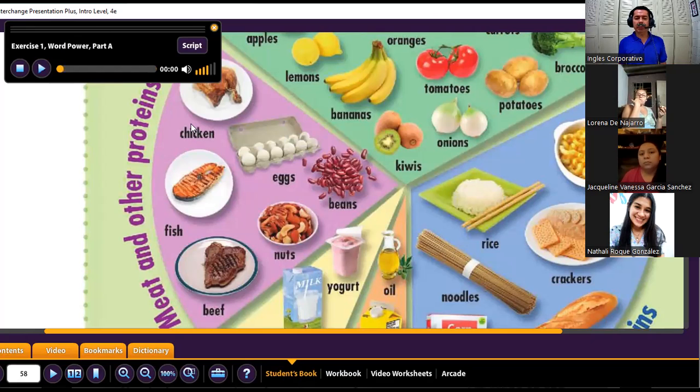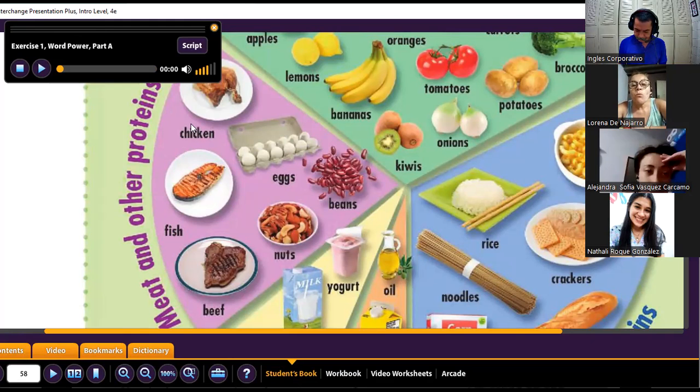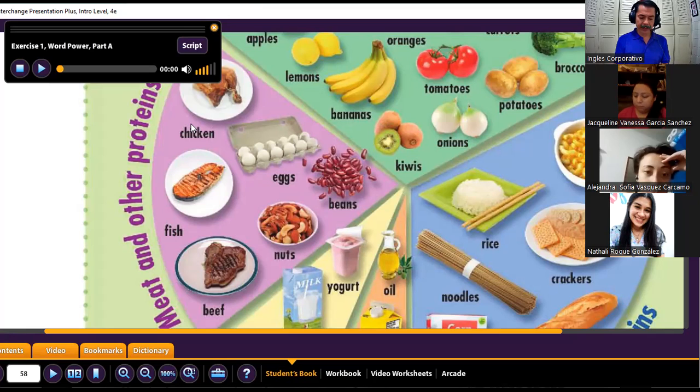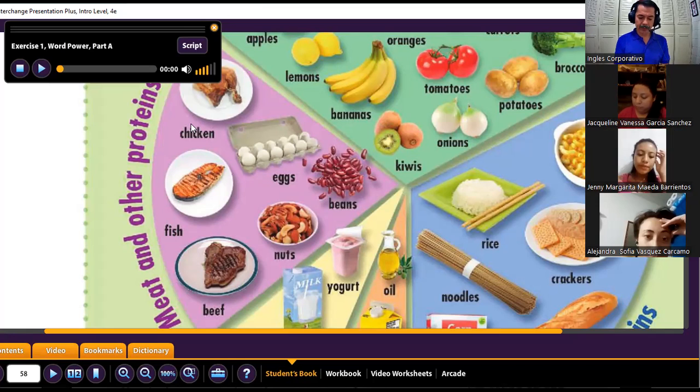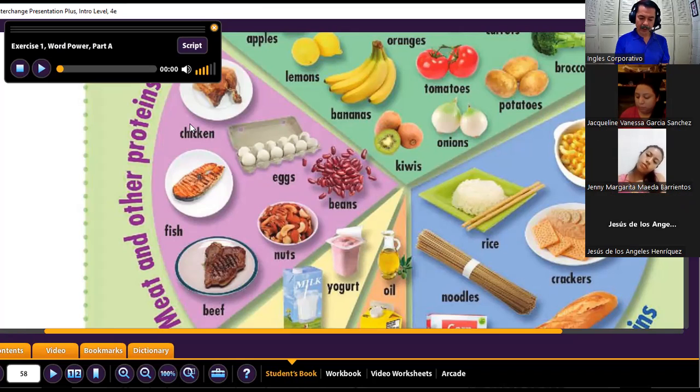Okay, we're going to make a practice with this vocabulary. But before that, I will take the attendance. So let me see, Sophia. Present. Okay, welcome, Sophia. Daniela. Ingrid Jamilet? Vanessa Garcia. Present. Welcome, Vanessa. Jenny Margarita Maeda. Present. Welcome, Jenny. Angie. Present, teacher. Okay, thank you.